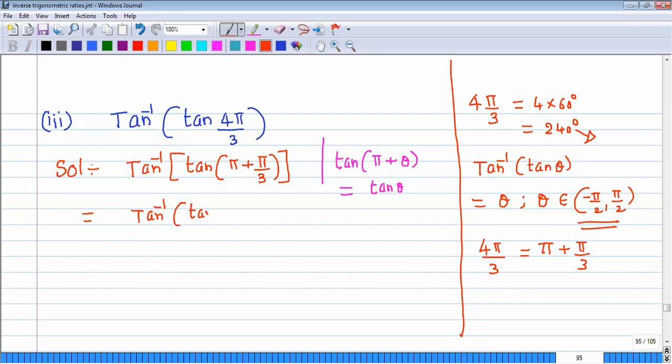So this is equal to tan inverse of tan pi by 3 we can write. We need to check: yes, this pi by 3 belongs to minus pi by 2 comma pi by 2. So now we can apply this formula. Tan inverse of tan theta is equal to theta. Here theta is pi by 3. So answer is pi by 3. This is the answer.